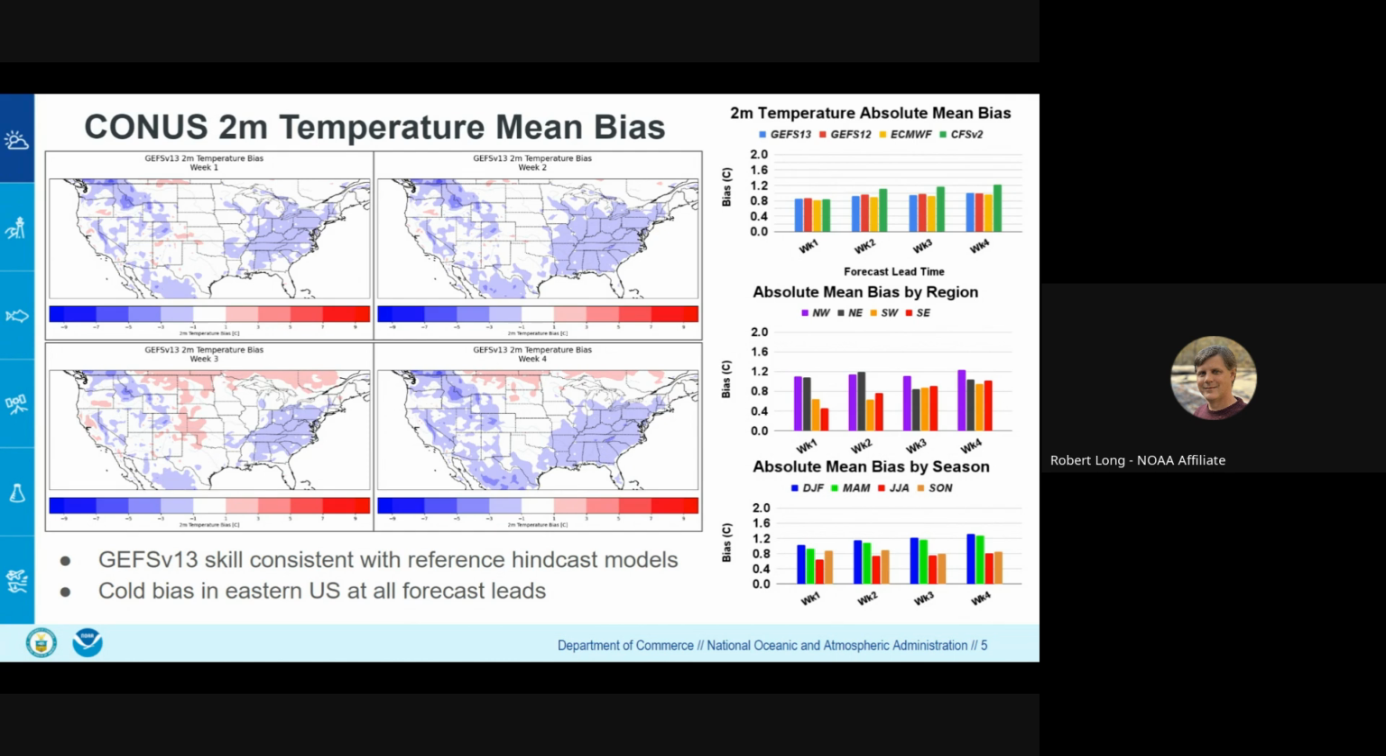The take-home message is that when we compare these models with respect to bias, GEFS13 exhibits similar skill as the 3 reference models. The middle chart shows our GEFS13 bias per region of CONUS, and we see slightly higher biases in the Northwest and in the Northeast as a result of that cold bias. And then in the bottom right-hand corner, the GEFS13 skill by season, where we have higher biases occurring in the winter and spring, and a little bit less in the summer and fall.